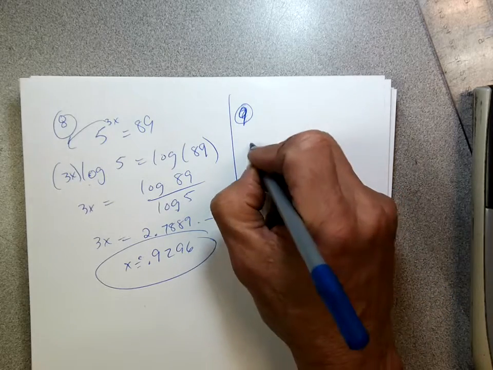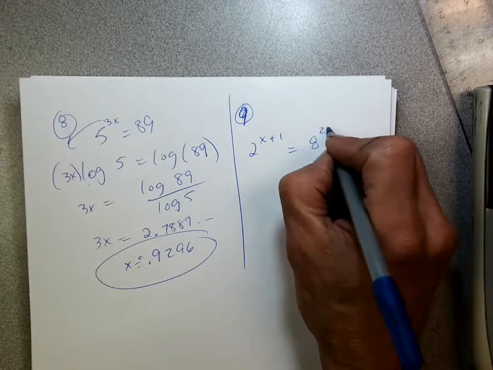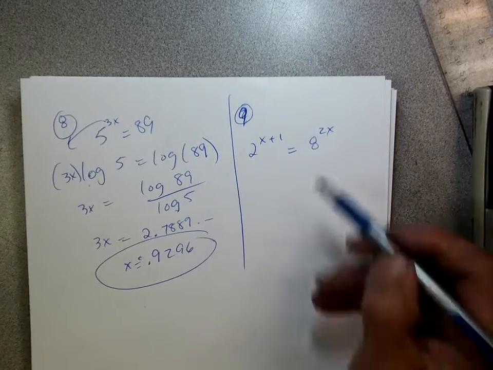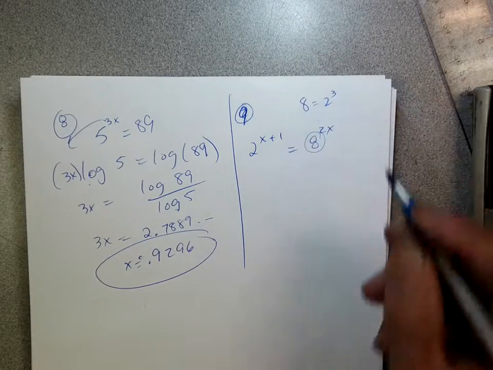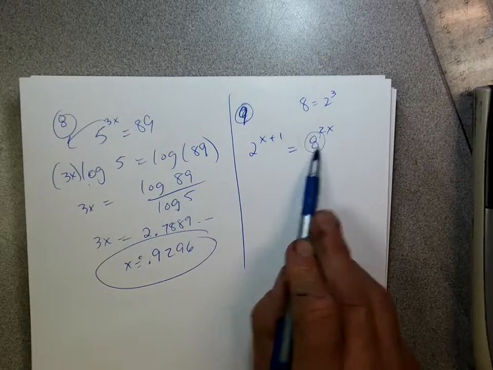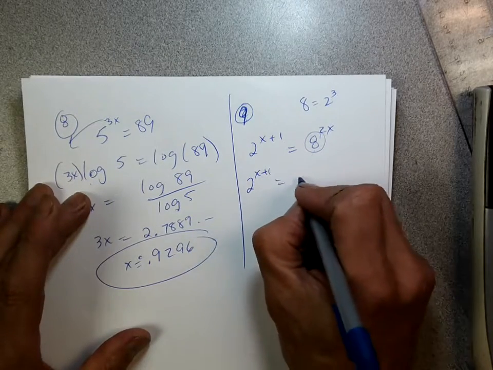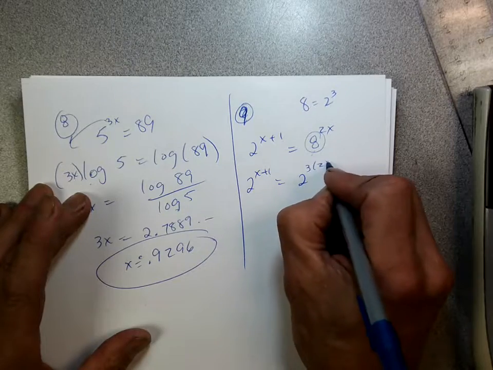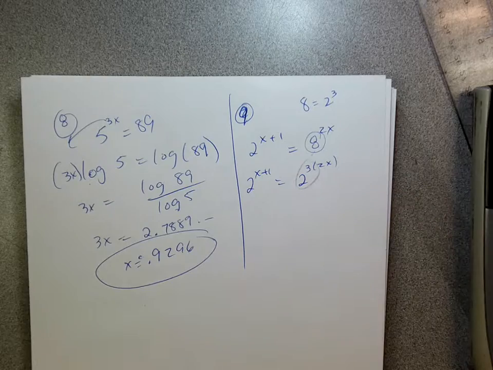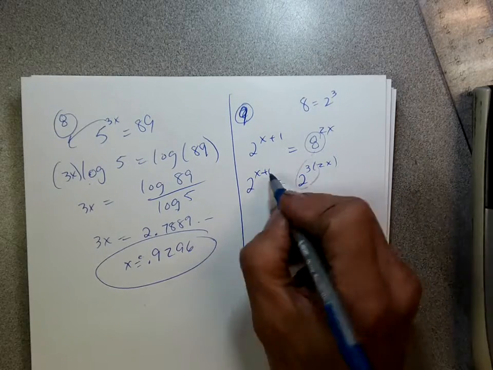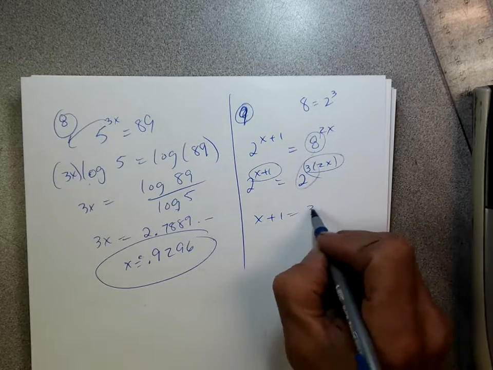Alright, 9. I have 2 to the x plus 1 equals 8 to the 2x. Okay, so what I can do is this. I can make 8 into a 2 because I know that 8 is equal to 2 cubed. So I'm going to replace 8 with 2 to the third so they have the same base. So I'll go 2 to the x plus 1 equals 2 to the third with my 2x. That is still 8, but now it's in terms of base 2. So it really means that this x plus 1 would have to equal 3 times 2x.